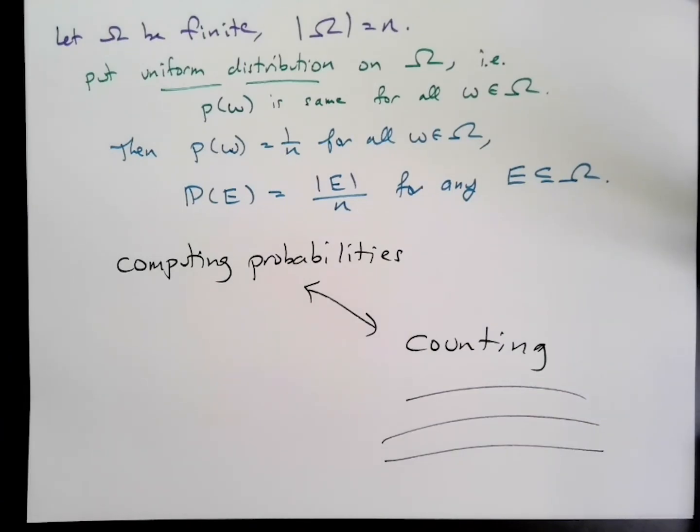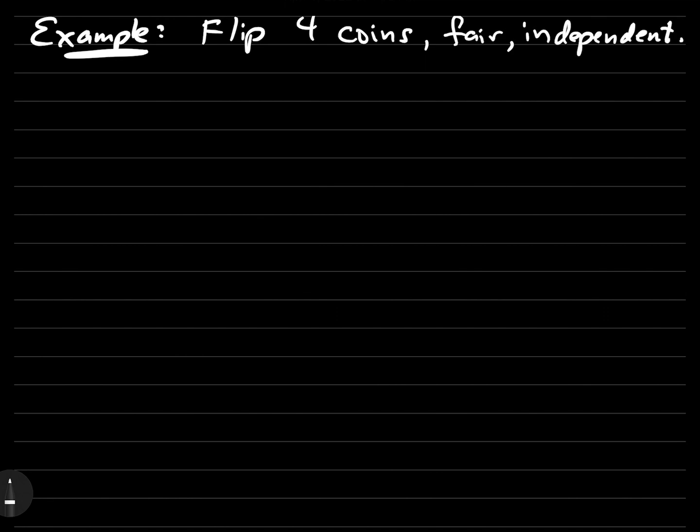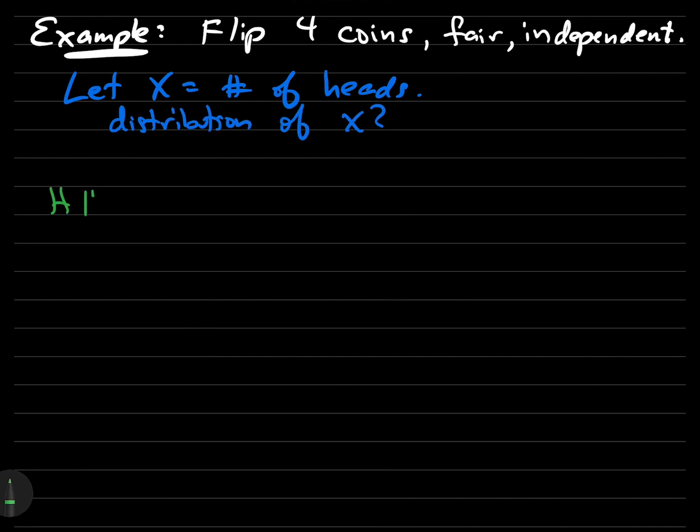So what we're going to see going forward is that often combinatorial expressions show up, and that should not be surprising. Okay, let's consider a concrete example. Let's flip 4 coins, assume that the coins are fair and independent, meaning that the probability of heads and tails are both a half, and each flip is independent of the others.